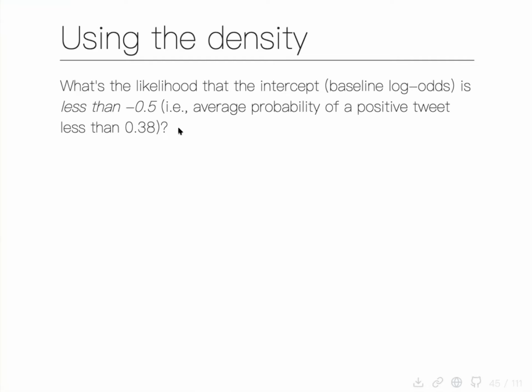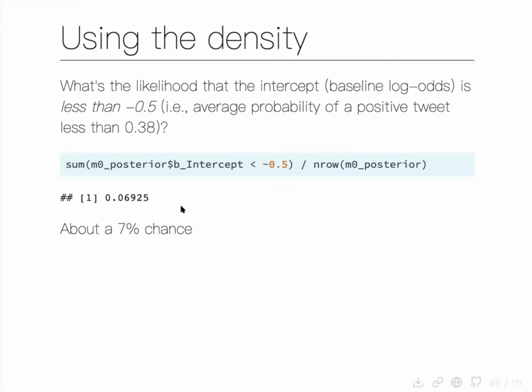Okay, so if we translate that to probability, we would be basically asking, what's the likelihood that the average probability of a positive tweet is less than 0.38? So we're saying we've estimated it at about 40%-ish. What's the chance that it's 38% or less, maybe even less than that, right? The maximum is 38%. Well, all we have to do in that case is take all of our samples and then count how many of them are less than 0.5, okay? Because that's what we're testing, right?